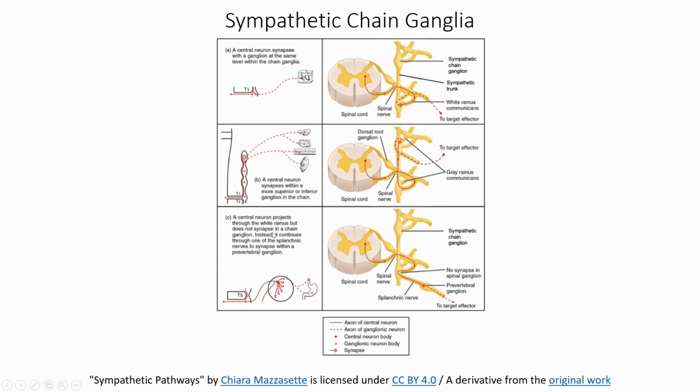And then lastly, we're not going to synapse in this chain ganglion at all. In fact, we're going to go through it, but we're going to bypass it. We have a ganglion elsewhere. So this is kind of the 3 different ways, depending on the organ we're talking to. Depending on the target organ or target effector, we have these different ways to get to that effector.